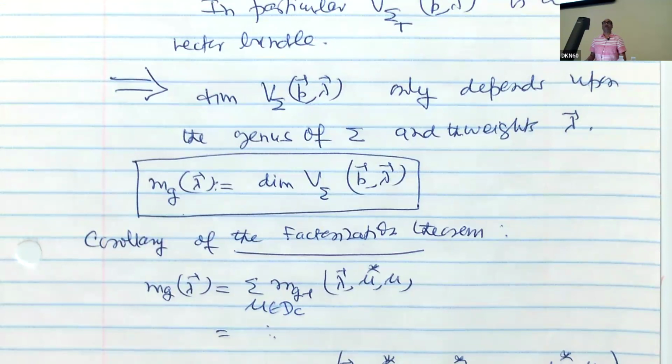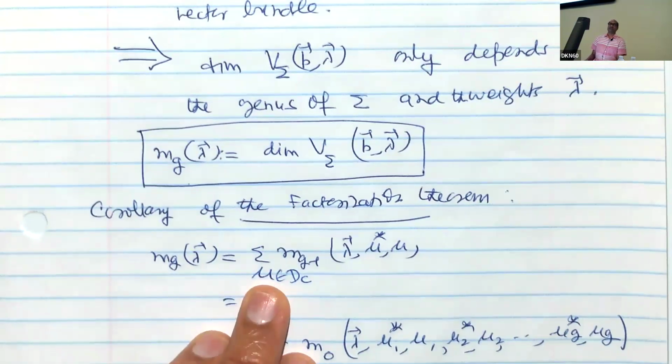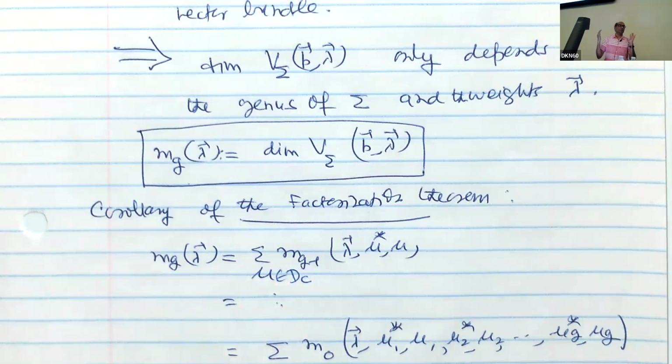Now the factorization theorem, let's bring in the factorization theorem again. Now it says that m_g of lambda is the summation of m_{g-1} of (lambda, mu, mu star), where mu is running over the dominant weights. So now this m_g of lambda, that's the aim. We want to calculate m_g of lambda, and the factorization theorem says that now we can calculate that in terms of a genus g minus 1 curve, but we have added 2 more points. So we have to sum it up.